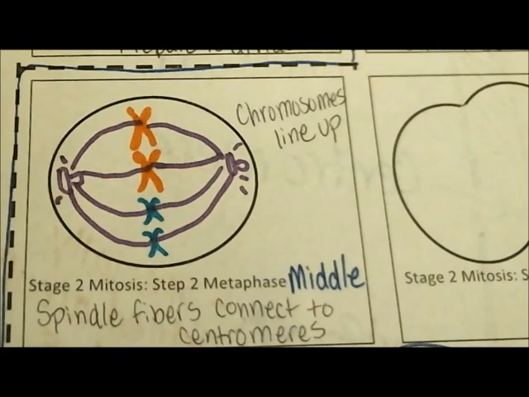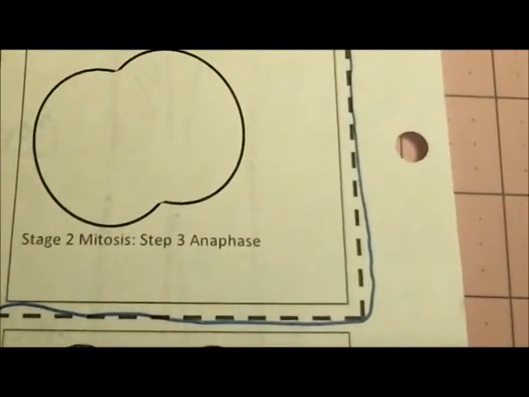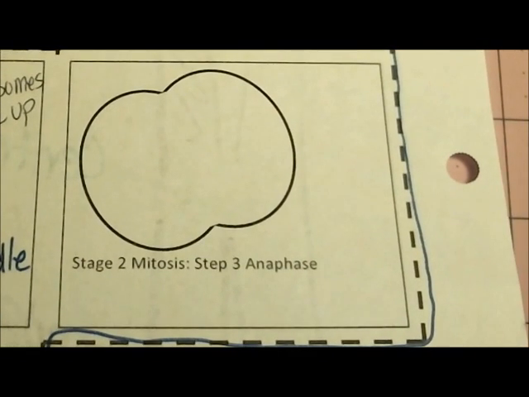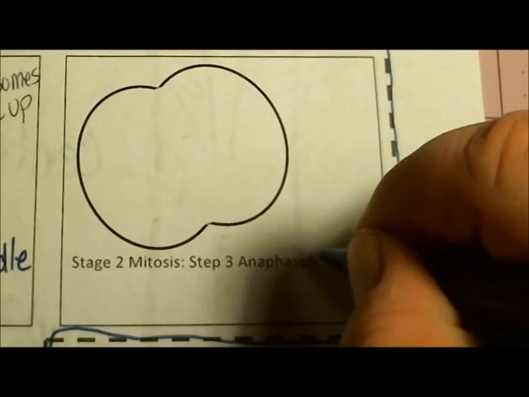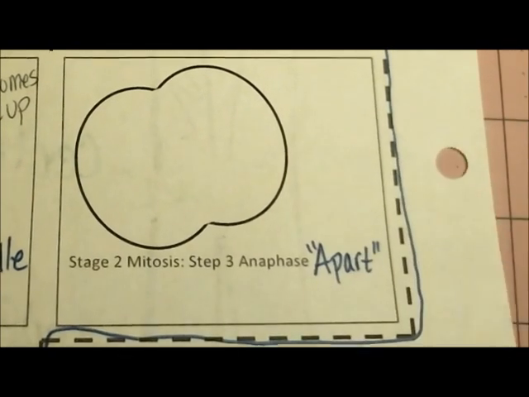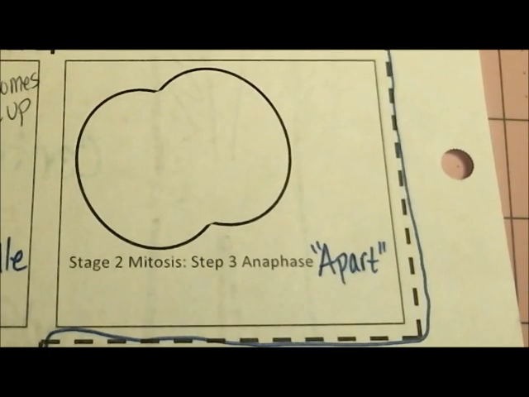So after the middle, anaphase. So anaphase, third step of mitosis. Anaphase, our hint is apart. So we started with pairs, but now our pairs get split apart. And it's actually the pairs of chromatids. So remember, those are identical pairs of DNA held together by the centromere.